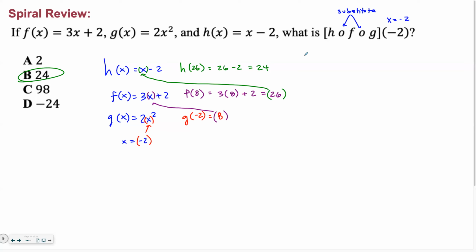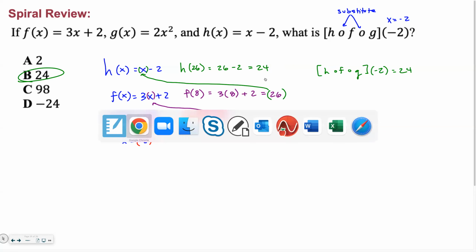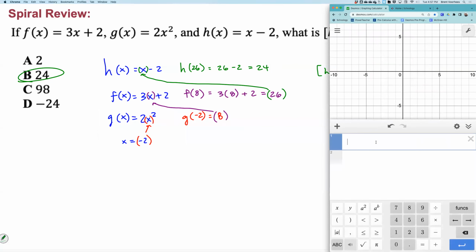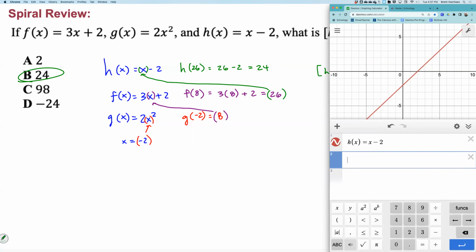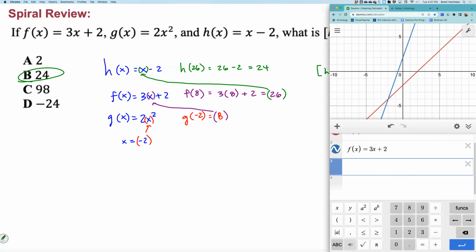Now, if you want to write it all the way out, you could rewrite it and just say h o f o g of -2 equals 24. That is because the original domain value was -2, and the final output, the final range, is 24. You could also graph these if you wrote these out like this. H of x equals x minus 2, f of x equals 3x plus 2, and finally g of x equals 2x squared.